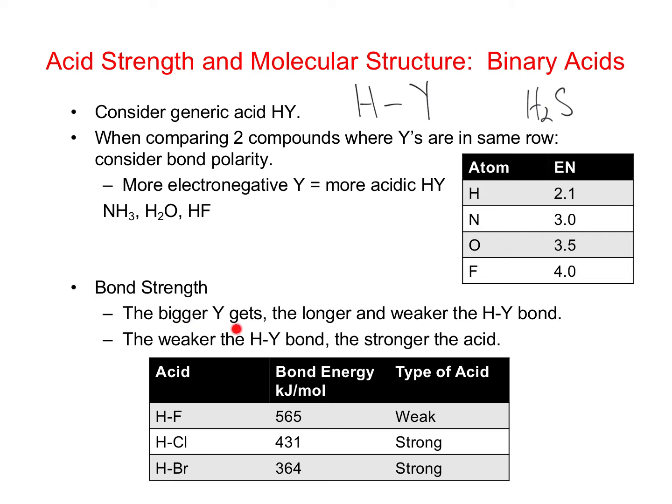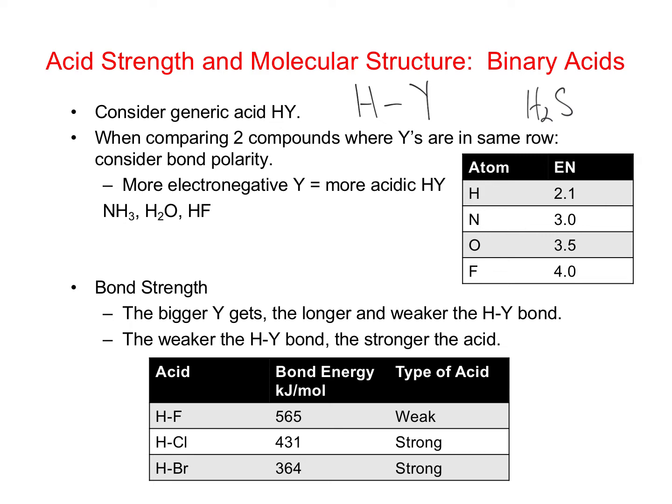The other thing that we consider for binary acids is the strength of the bond. The bigger the nonmetal gets, the longer and weaker the hydrogen-nonmetal bond becomes. And the weaker the bond is, the easier it is for that acid to give away the hydrogen, and so the stronger the acid is. Right? So as the nonmetal gets bigger, the acid gets stronger.